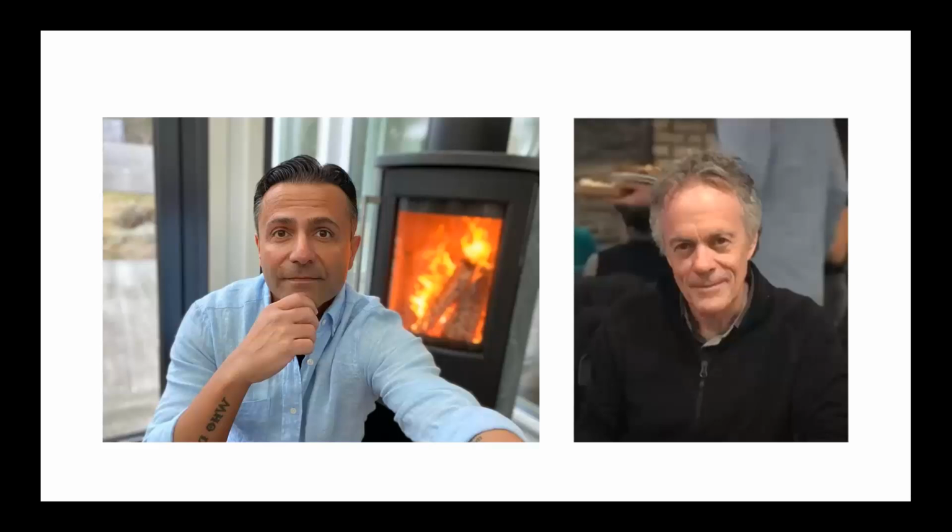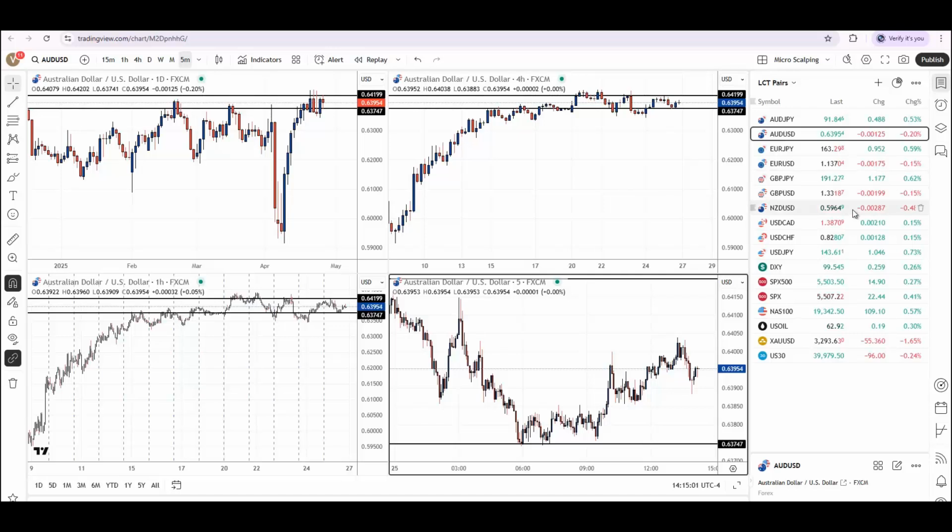So for example, the bigger picture for a micro scalper will be 1 hour and 4 hour charts, whereas a swing trader will be paying more attention to the monthly, weekly chart information. Okay, so let's go have a look at what this looks like.